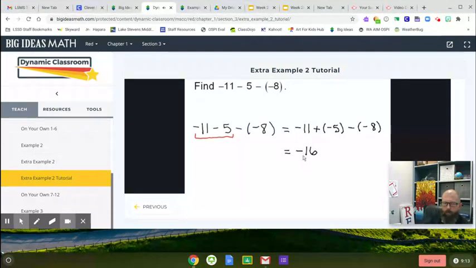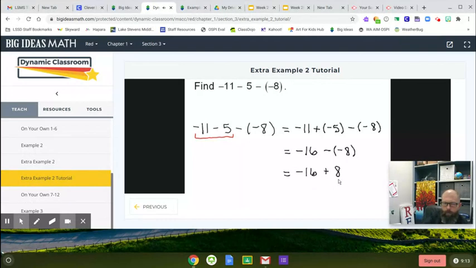So now we have -16 minus -8. Again, let's rewrite so we add the opposite. -16 plus the opposite of -8 is +8. So now we have addition of integers with different signs. Remember, we need to subtract the number with the lesser absolute value from the one with the greater absolute value. So 8 has a lesser absolute value than 16. 16 minus 8 is equal to 8.